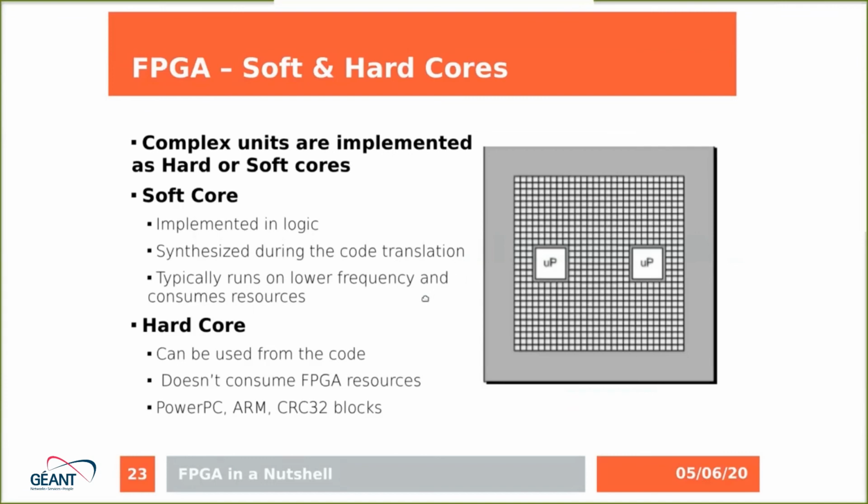But some cores are named hard cores, meaning that they can be directly used from the digital design, but you don't need to synthesize them because they are implemented on the FPGA, and if there is some mistake, then you are forced to live with it because you cannot reprogram these kinds of blocks. Examples of these blocks can be the PowerPC core, ARM core, or CRC32 blocks.